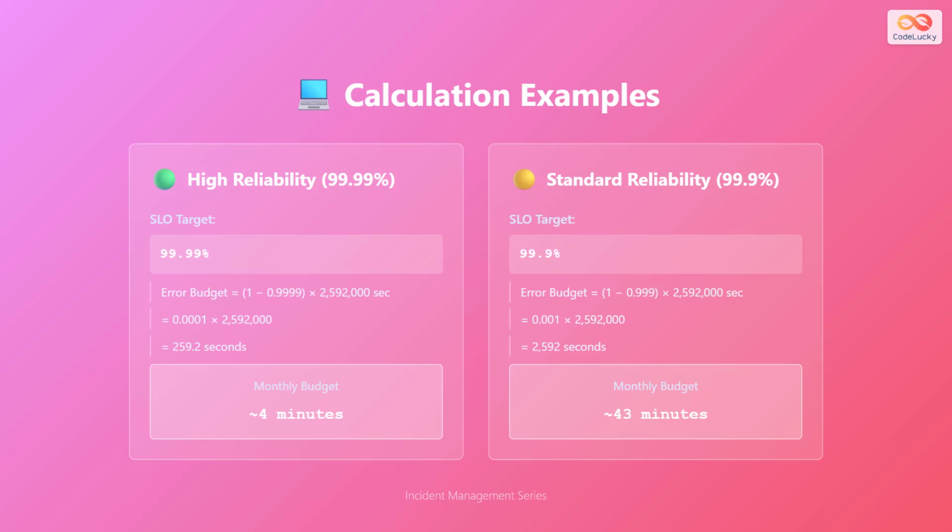Second example, standard reliability with a 99.9% SLO. 1 minus 0.999 equals 0.001. Multiply by 2,592,000 seconds, and you get 2,592 seconds, or approximately 43 minutes per month. Notice the difference. Higher reliability targets mean tighter budgets and less room for error.